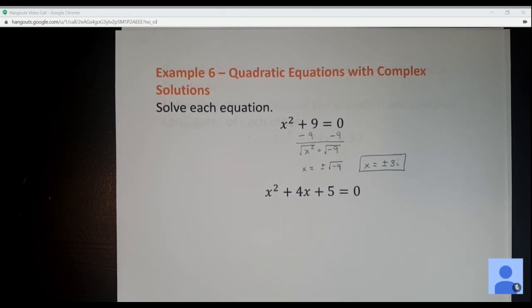All right, let's look at this next one. So we got x squared plus 4x plus 5 equals 0. Again, we're solving the equation.